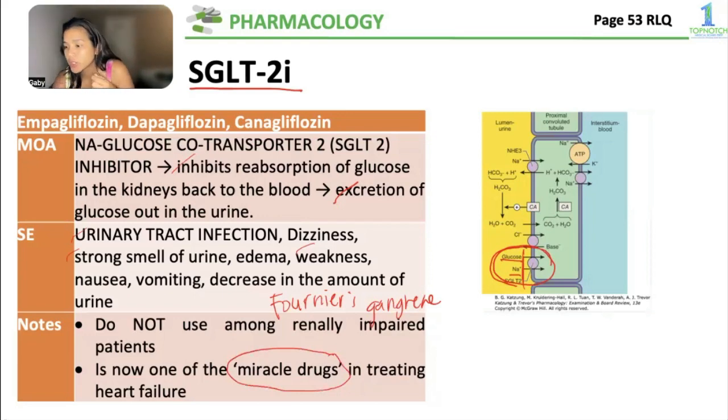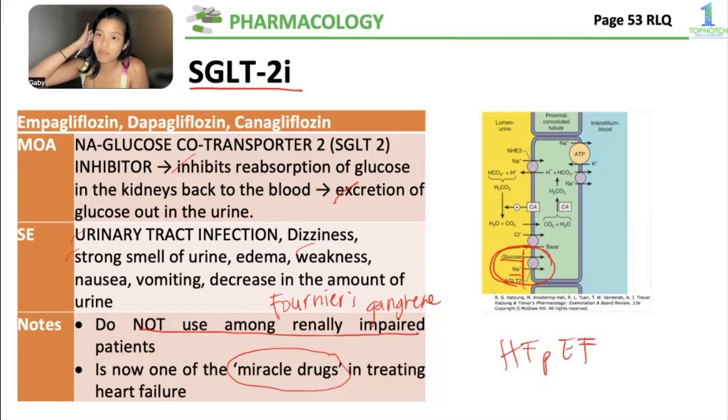So I know it says here do not use among renally impaired patients. This is only if they have a very, very, very low GFR. The reason being SGLT2Is have been found to have a benefit in CKD and heart failure patients, particularly your HFpEF patients. Your heart failure with preserved ejection fraction patients, SGLT2Is is now considered one of the mainstays of treatment. And they found that even in patients who are not diabetic, if they have heart failure, SGLT2Is have been found to be beneficial. So your empagliflozin, dapagliflozin, canagliflozin.